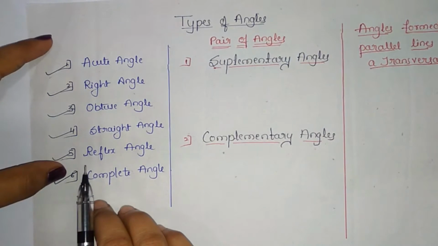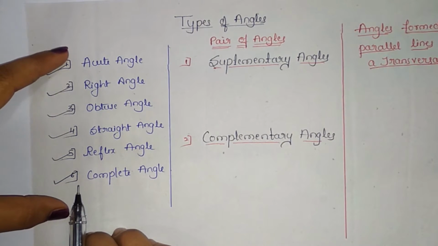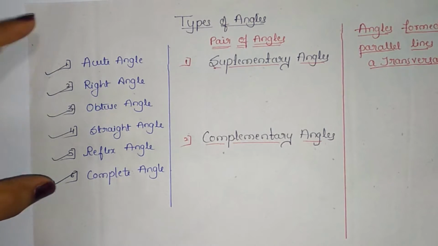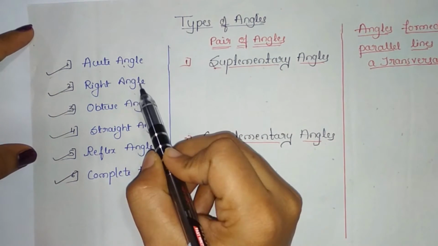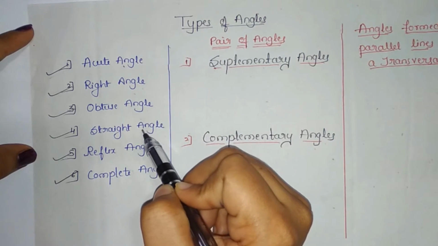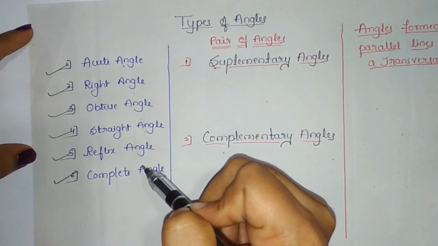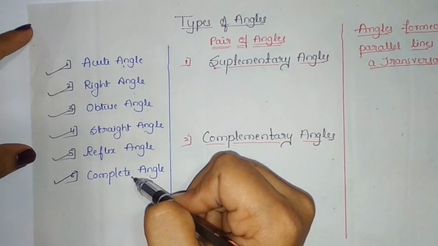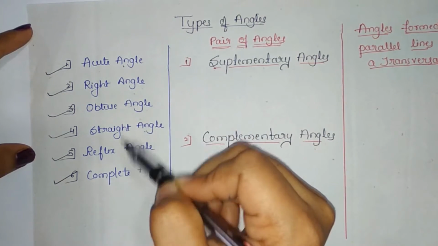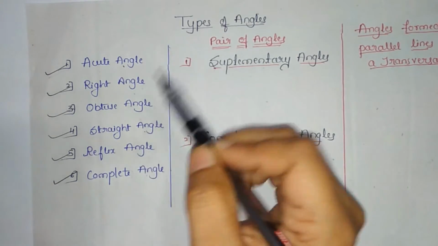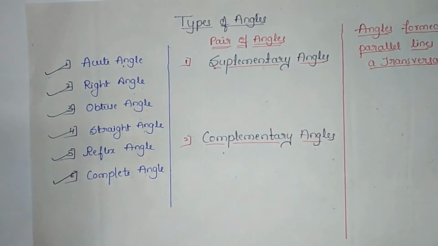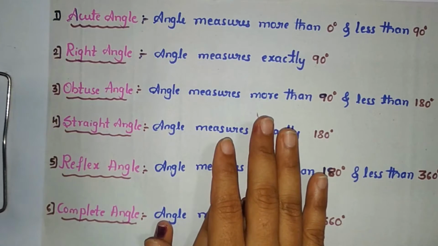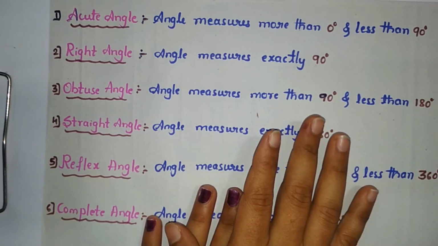The first category comes under measurements of angles. Under measurements, we are going to divide the angles into 6 types. That are acute angle, right angle, obtuse angle, straight angle, reflex angle, and complete angle. These 6 types of angles we are going to study in this video by their definitions and with examples.